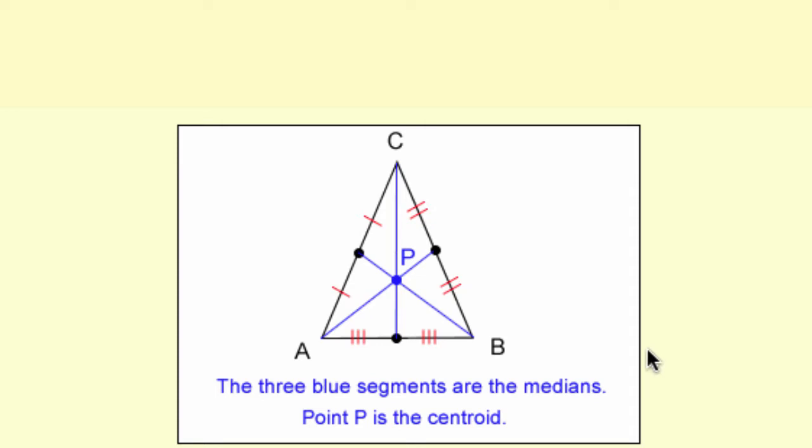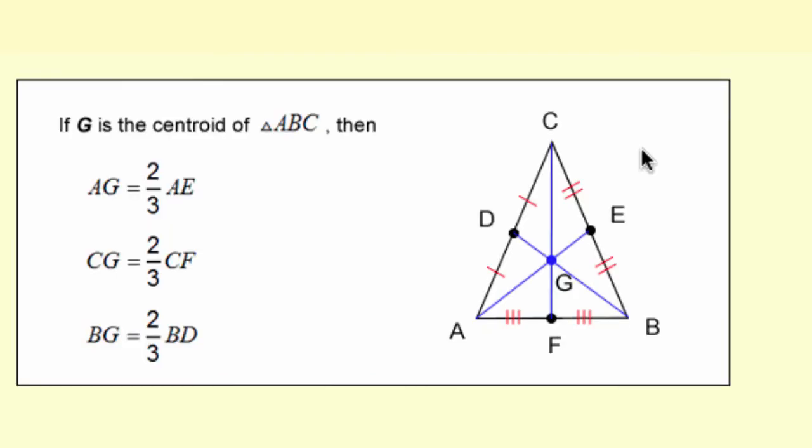And there's a video in the lesson about constructing a centroid. You definitely want to watch that. There's a concurrency of triangle medians theorem that says that the centroid is a point 2/3 of the way from each vertex to the midpoint on the opposite side. So for example, segment AG is 2/3 of the entire length AE. And the same is true for the other medians of the triangle.